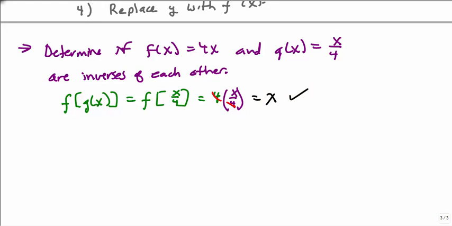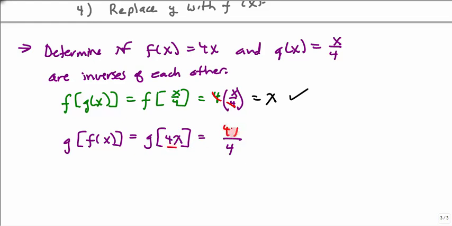Now I also want to check the other direction, g of f of x. My function is f of x, and I'm going to plug 4x, which is equal to f of x, into g. So again, g is equal to x over 4, but our value for x that we want to plug in is 4x. You can see that the 4's cancel, so we're left with x. So therefore, because when I composite these, I get x back either way, that tells me that f and g are inverses of each other.